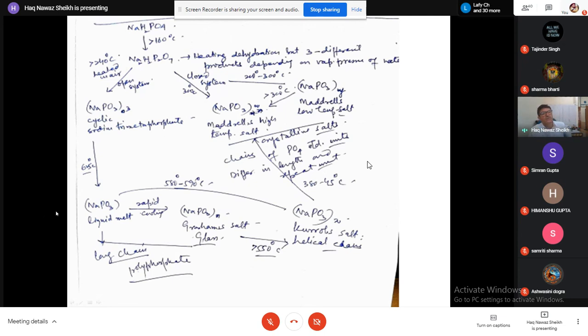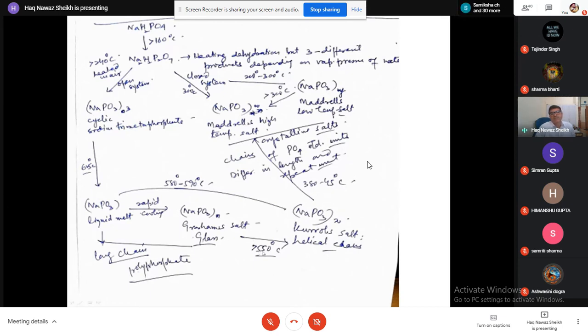The cyclic trimer breaks down and forms a liquid monomer, a liquid melt. When this liquid melt is rapidly cooled, it forms another polymer, which is Graham's salt, a glass type. It is not a crystalline salt because it is suddenly cooled, and you get a glassy type of solid, known as Graham's salt. These are named after the persons who synthesized them for the first time. This is the long chain polyphosphate, Graham's salt.